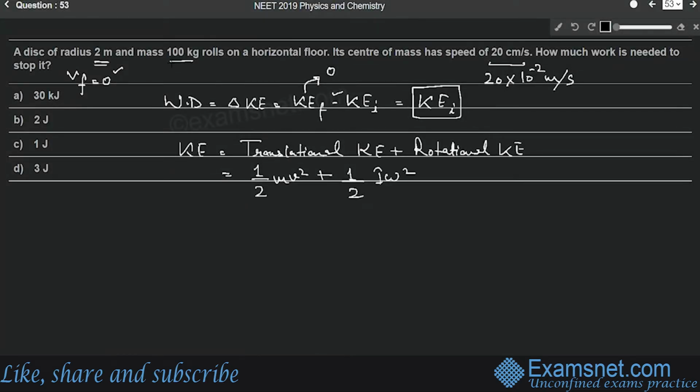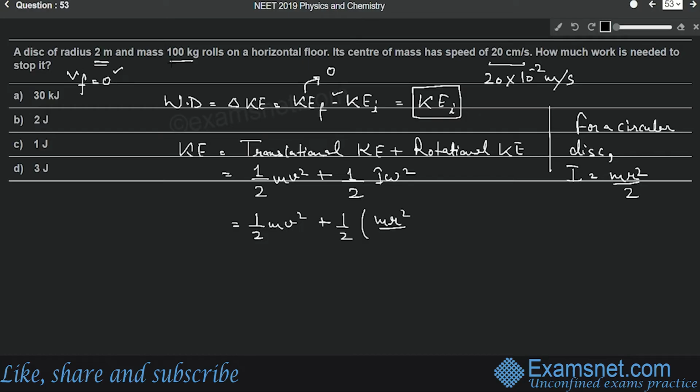So what will be the value of I? That means moment of inertia for a circular disc. Let's write it here. For a circular disc, the value of I is equal to mr square by 2, or we can say half mr square. So we'll put this value here, mr square by 2. And omega, we know that it is equal to v by r. So here we have omega square, that means v square by r square. So let's solve this. This r square will be cancelled.